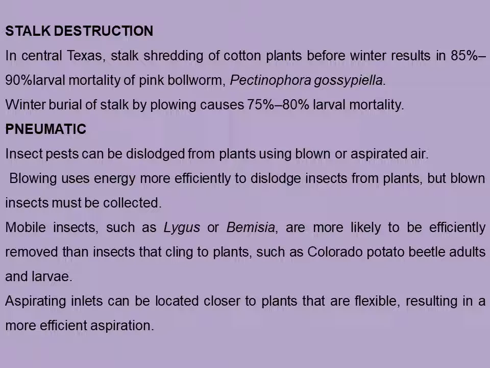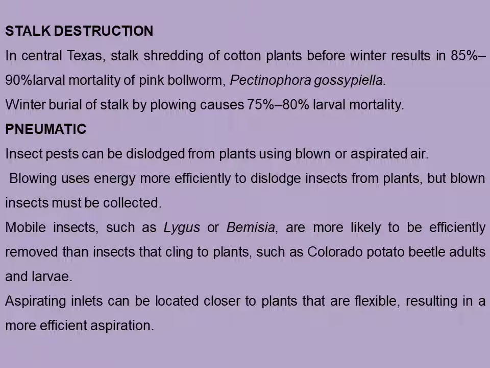Pneumatic. Insect pests can be dislodged from plants using blown or aspirated air. Blowing uses energy more efficiently to dislodge insects from plants, but blown insects must be collected. Mobile insects such as leafhoppers or Bemisia are more likely to be efficiently removed than insects that cling to plants, such as Colorado potato beetle adults and larvae.